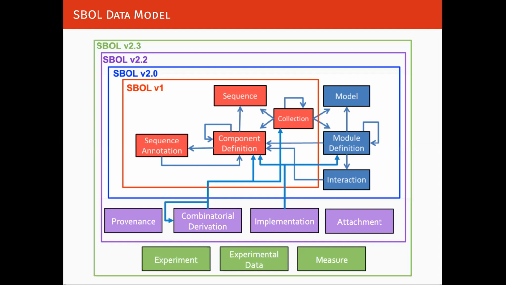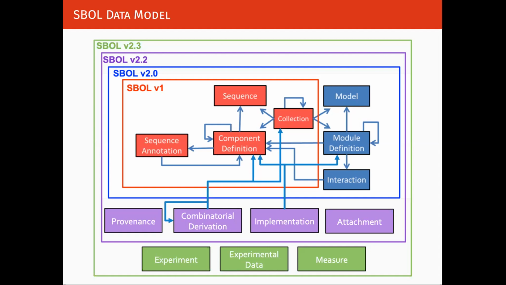Okay. So are there any questions about this general structure? So I have a question. Yes. So the relationship between the component definition and sequence is one way, but between the annotation and the component definition is a two-way relationship. So what is the rationale behind that?